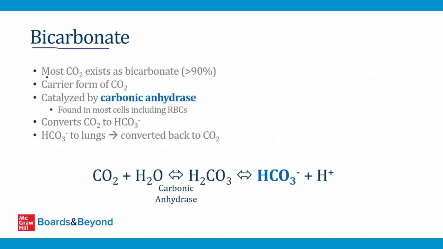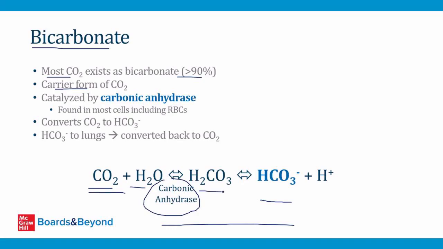So most of the carbon dioxide produced from cellular metabolism is converted into bicarbonate, about 90%. And then the bicarbonate is the carrier form of CO2 that travels to the lungs. Bicarbonate, in case you've forgotten, is HCO3 negative, and it's produced from carbon dioxide and water through this reaction shown at the bottom of the slide. And the enzyme that catalyzes this reaction is called carbonic anhydrase. It will convert carbon dioxide and water into H2CO3, which then breaks down into bicarbonate and protons, meaning acid.